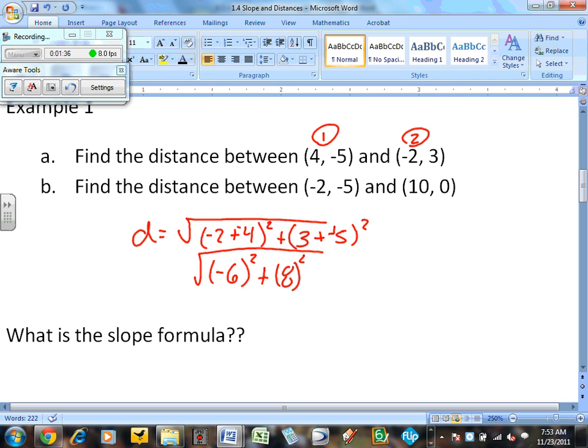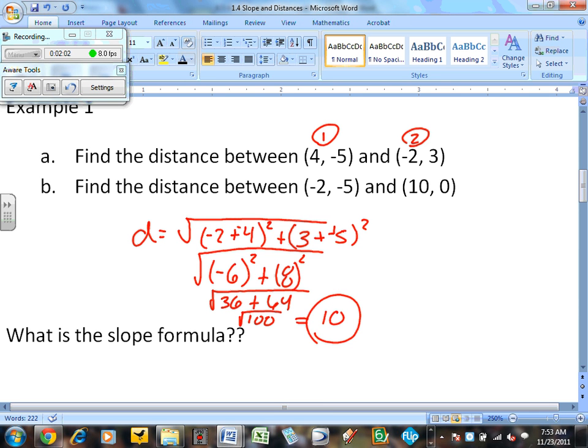Negative 6 squared is 36, plus 8 squared is 64. Continue to work inside the radical. I have 36 plus 64, which is 100. And the square root of 100 is plus or minus 10, but when we're talking about distances, you're never going to have a negative distance. The negative sign tells you direction.